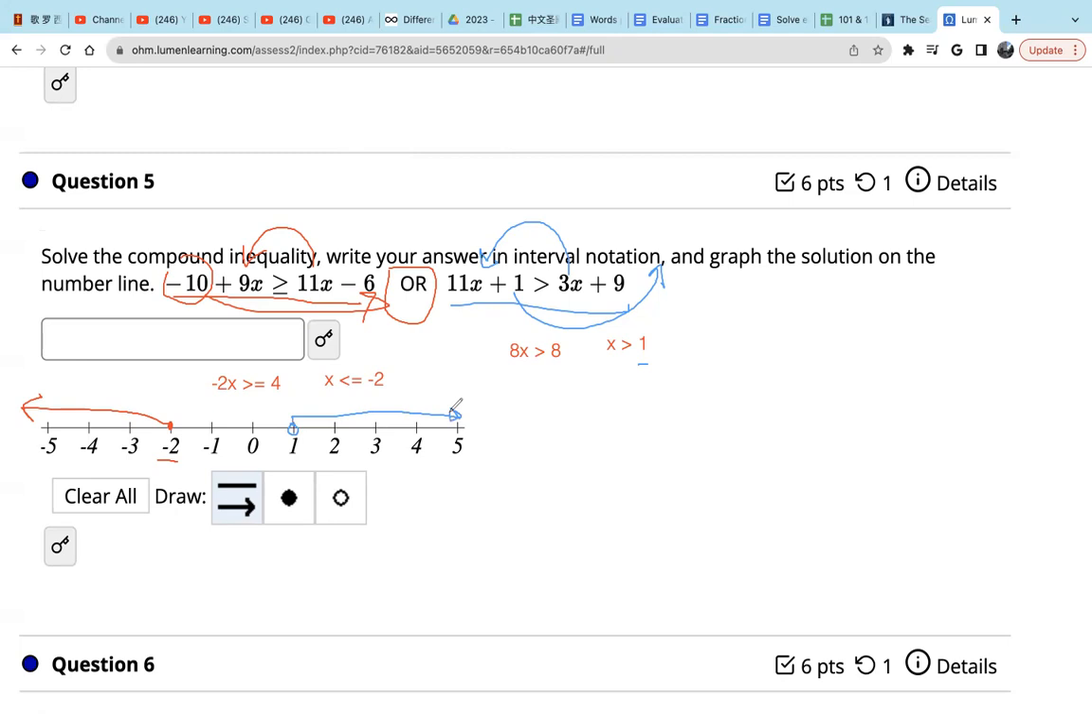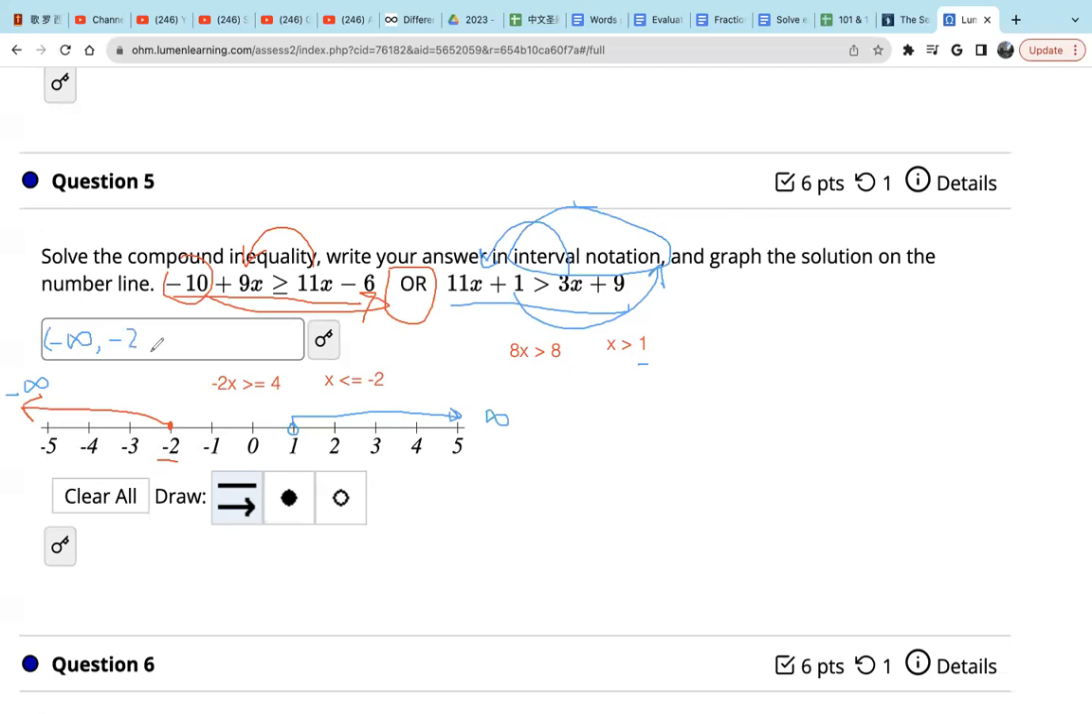So I have two solution sets. Again, I need to write it in interval notation. So how do I write it? When this -2 goes to the left, it goes to negative infinity. When this 1 goes to the right, it goes to positive infinity. When I write the solution set, I write from left to right. So I start with negative infinity and end at -2.